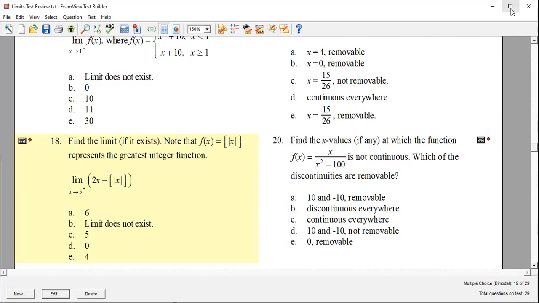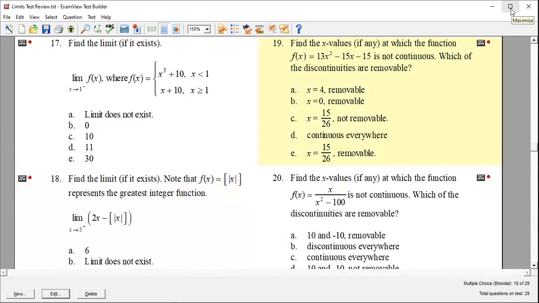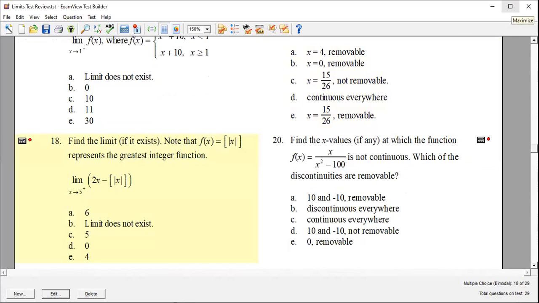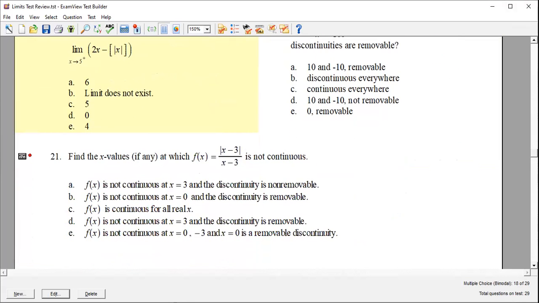So here's your question. Not that one. Let me drop down. I went the wrong way. Here you go. It's actually 21. We have 2 more before we get to 21. So not continuous at x equals 3. So there's A and D, and you told me it was non-removable. So your answer would be A. Again, why is it non-removable? We didn't cross it out. Holes are removable.